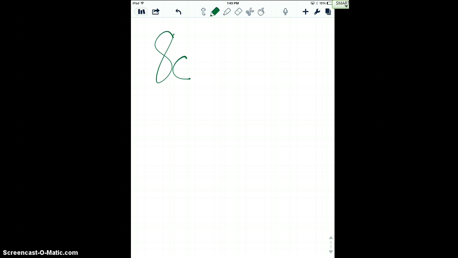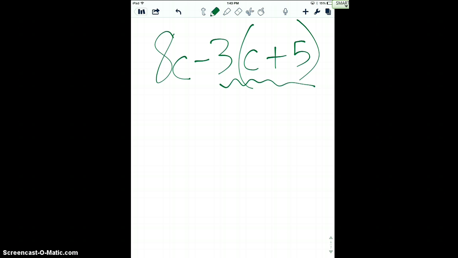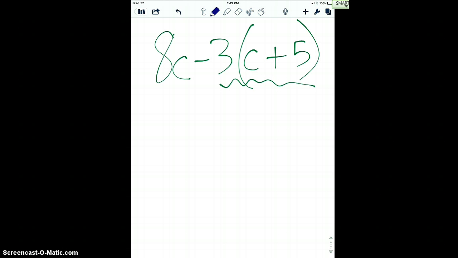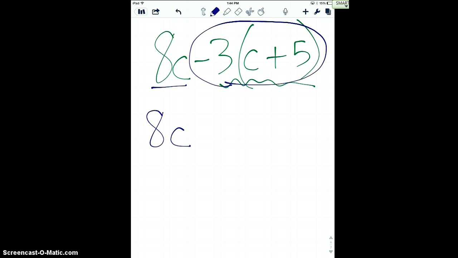So I wanted to show you one more, and this one's going to be spicy. So I have 8c minus 3 times the quantity of c plus 5. And this one's considered spicy because I have something I have to do right here before I simplify. So I'm going to go through this one pretty quick, but see if you can follow it. So I have 8c, but then I need to simplify this part before I combine anything. I need to multiply that negative 3 through. So I'm going to change this. Instead of minus 3, I'm going to go plus negative 3 times the quantity of c plus 5.